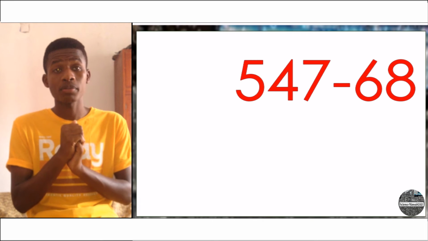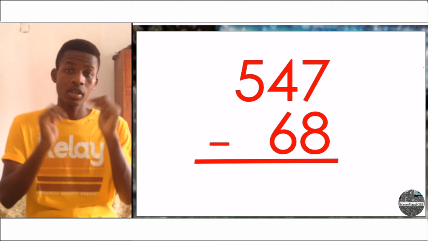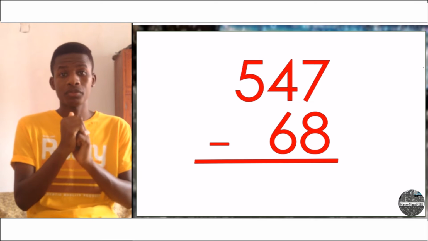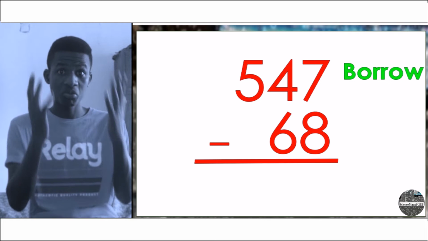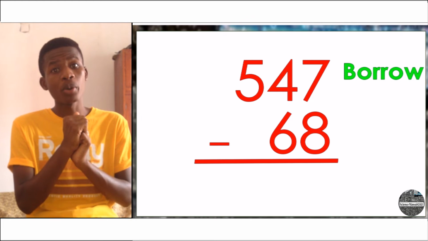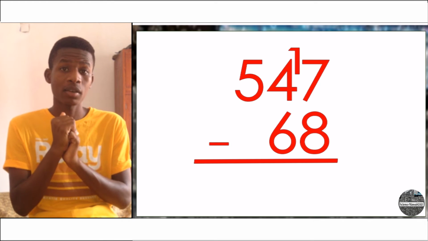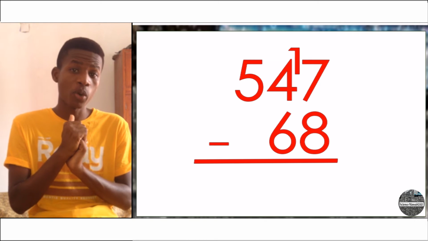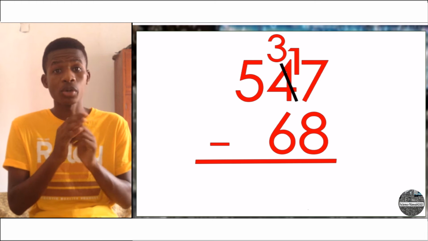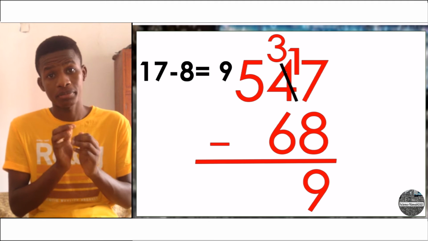So now let's try this one. 547 minus 68. The same process again. We're in the same situation again. So what do we do? We have to borrow. If we borrow 1 from the other side, we will have 17. But let us never forget that when we borrow from the other number, it has to go 1 down. So if it was 4, it will be 3 now. So let's carry on with 17 minus 8, which is indeed equal to 9.